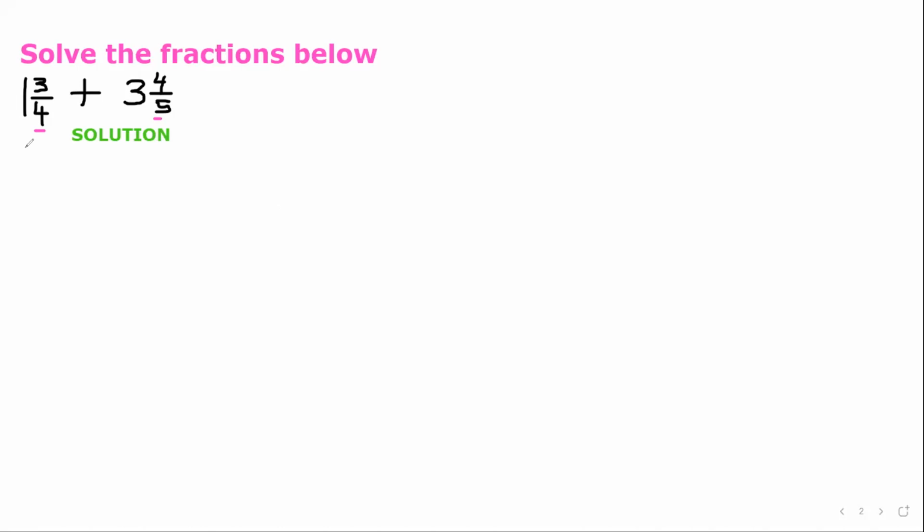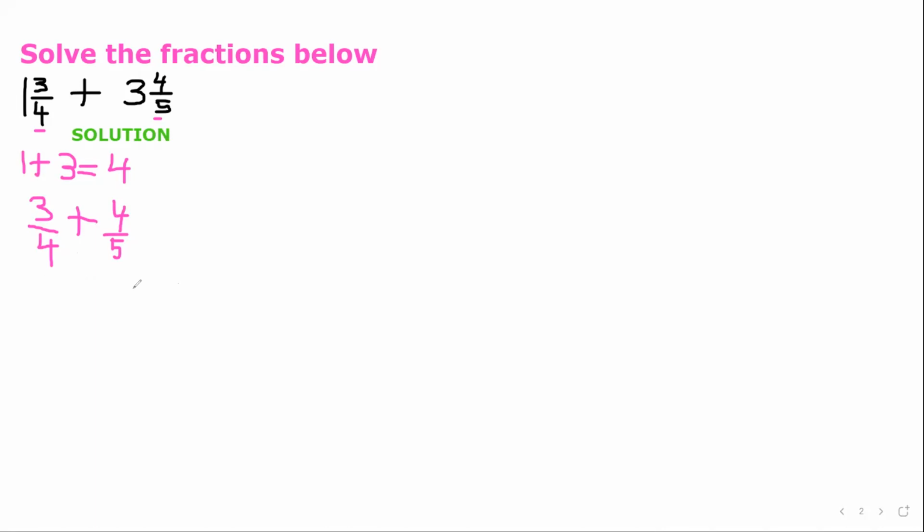Once we have the whole numbers, 1 plus 3, we have gotten our whole number to be 4. Okay, so the remaining fraction that we are going to deal with is 3 over 4 plus 4 over 5. Good. Now, these fractions here are unlike fractions.